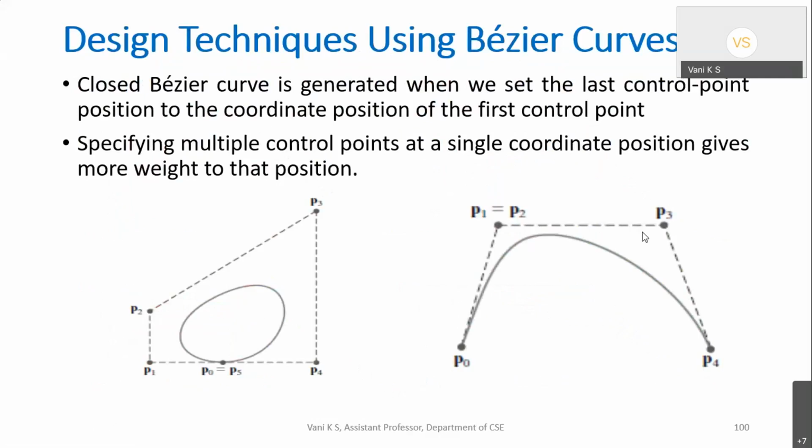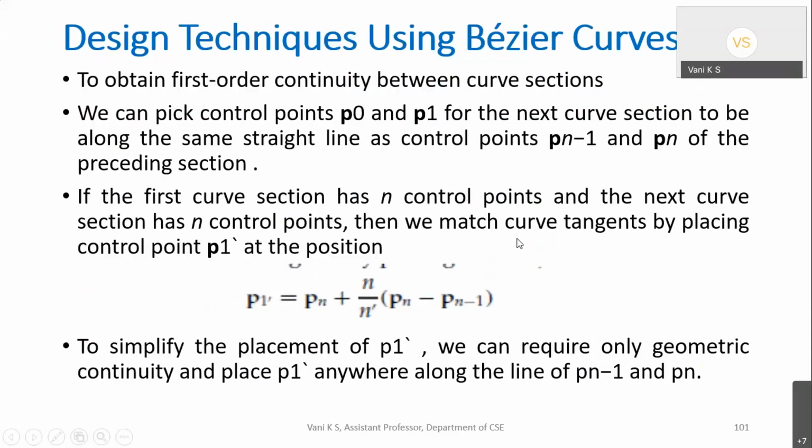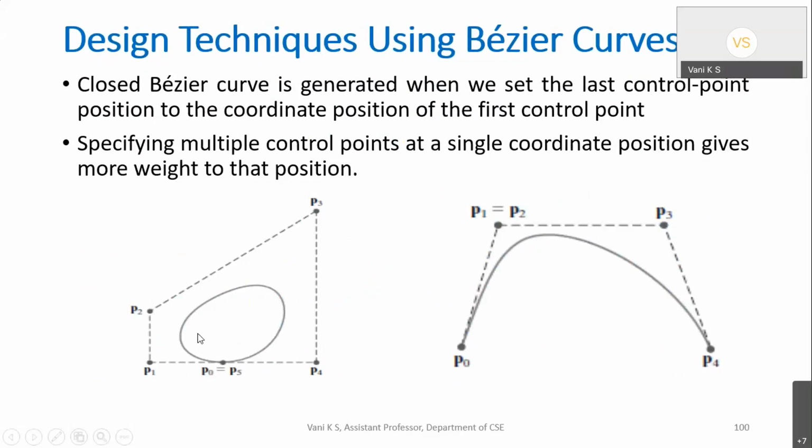And as I told, this is the Bezier curve generated out of 5 control points. If I give 2 control points to one same position, then the curve will be dragged towards it, like this. And out of 5 control points, if the starting and ending points are at the same position, then you have a circular curve. Here, more weightage is given to one position, so it tends to drag like this.